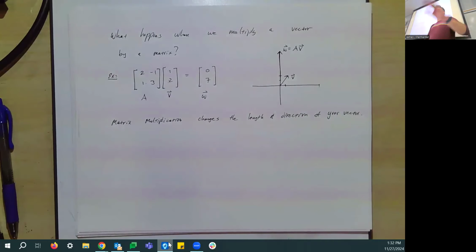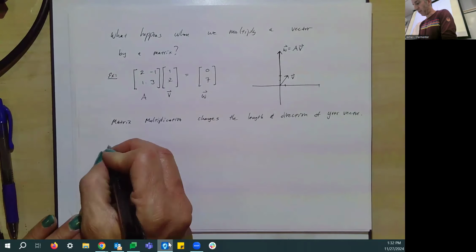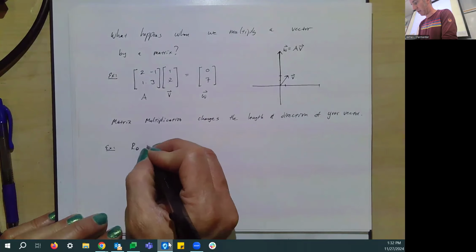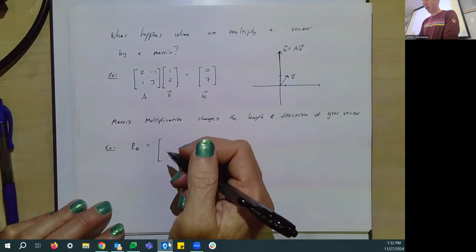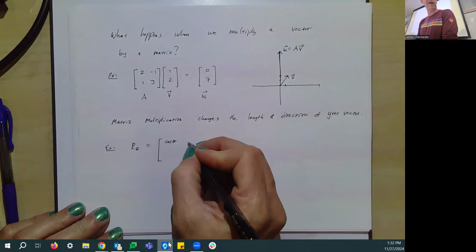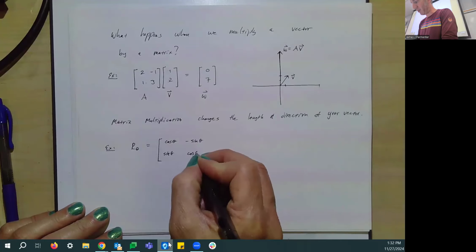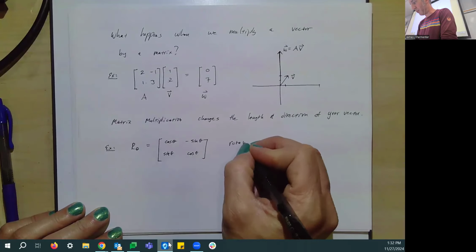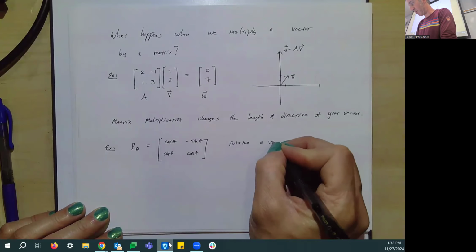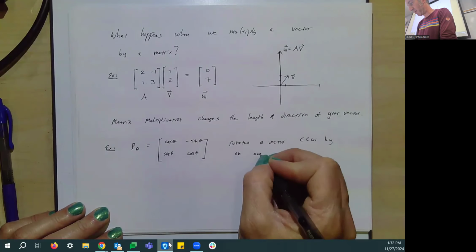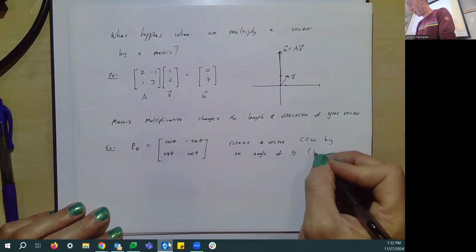There's a whole discussion about how a rotation matrix doesn't change the length and just changes the direction. So for example, this matrix, and I will say it because it is worthwhile, I'm going to talk about it for like 2 seconds. R theta, the rotation matrix by an angle of theta, which is cosine theta, negative sine theta, sine theta, cosine theta, rotates a vector counterclockwise by an angle of theta, but doesn't change the length.